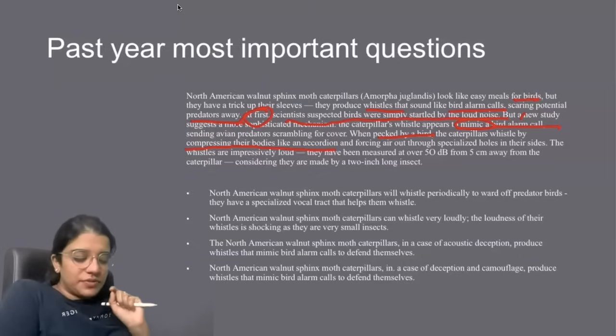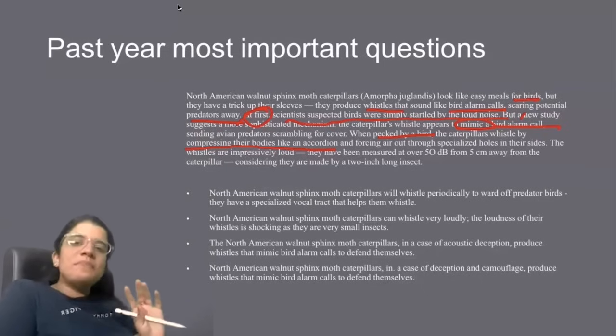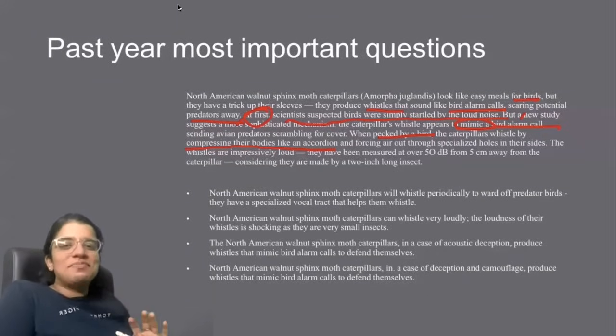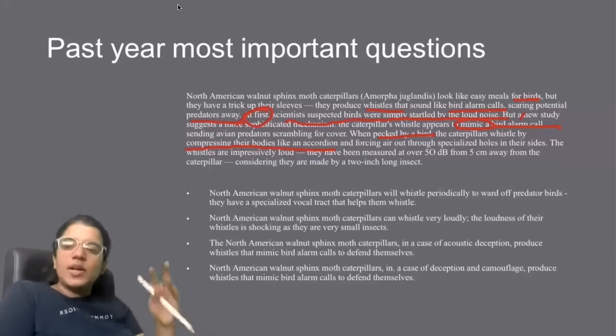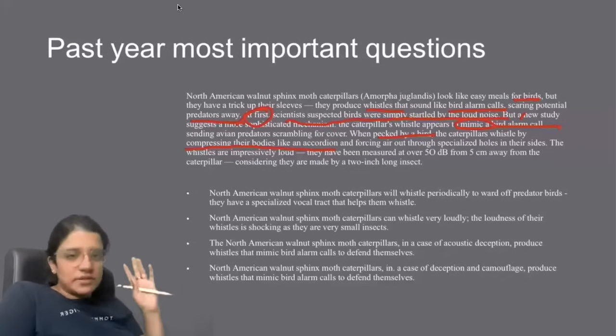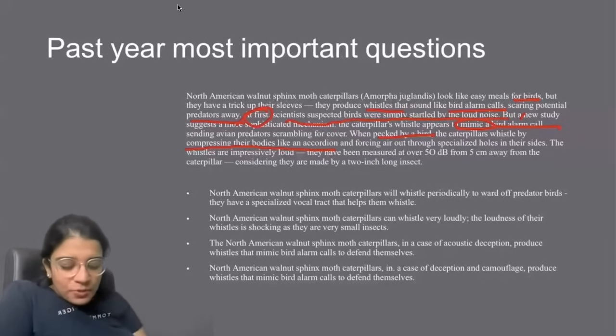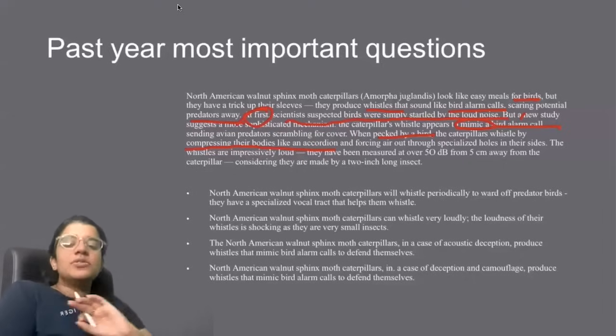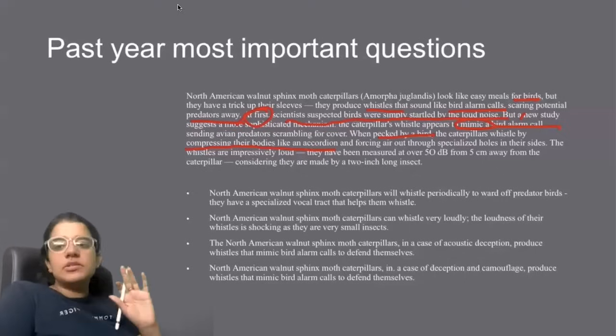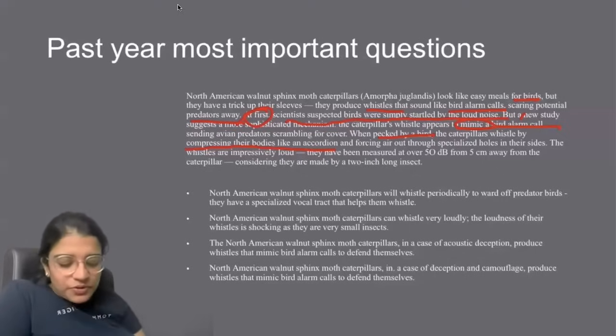They've been measured at over 50 decibels from 5 centimeters away from the caterpillar, considering they're made by a 2-inch long insect. So in the whole paragraph, you have been told about only one strategy that these caterpillars use in order to save themselves from the predators. Right? Now what do you have to do? You know the subject matter. Now you need to make sure that you choose an option that includes all of the key elements.